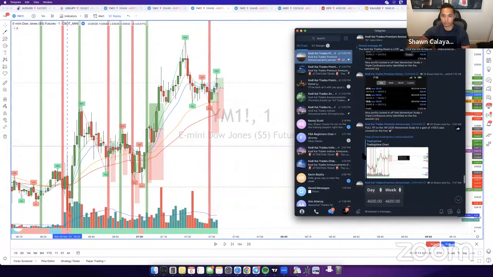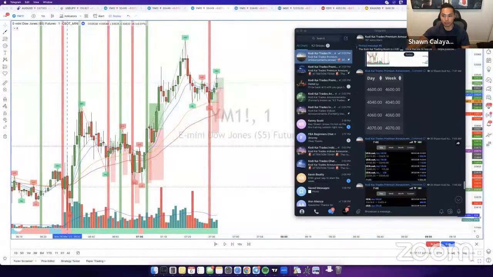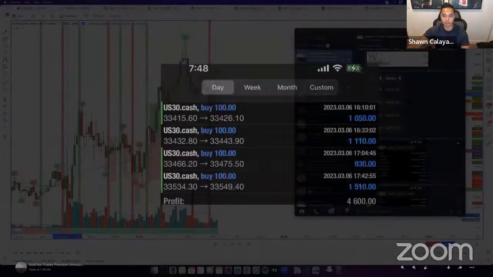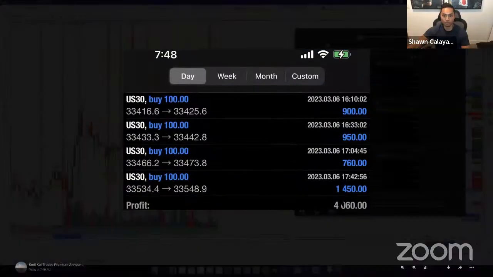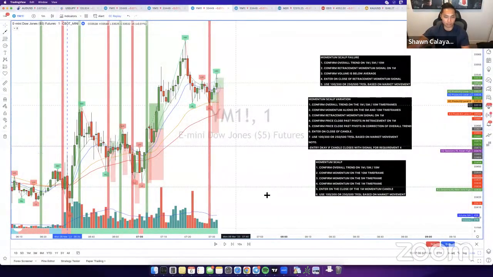Here's the screenshot from that trade right here. Took that trade, went straight to full TP. And then I locked in 4,600 on my FTMO, 400K here, all wins. My MFF over here, 4,040, MFF number 2, 4,060, and then my MFF number 3, 4,070. And I think that was all the trades that we had for today.